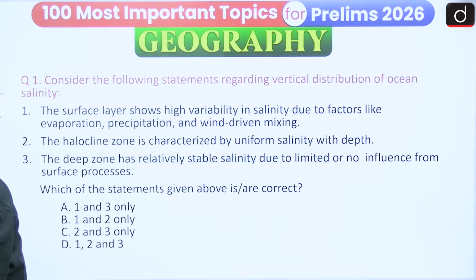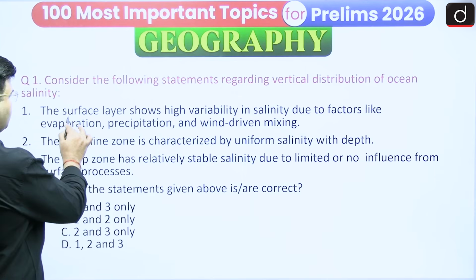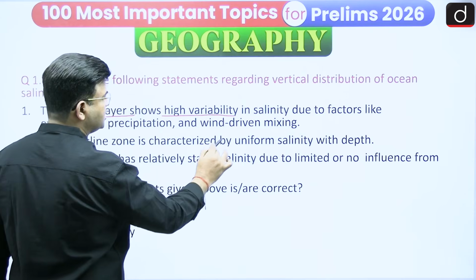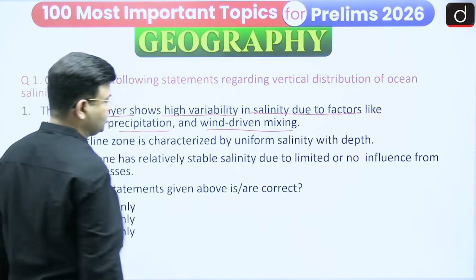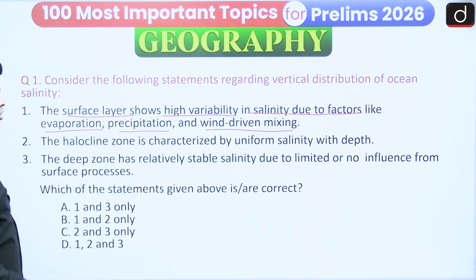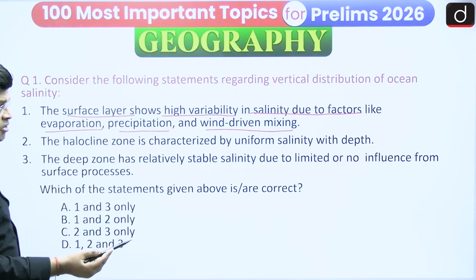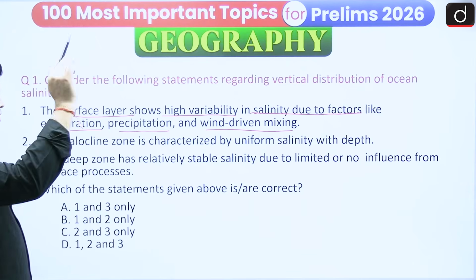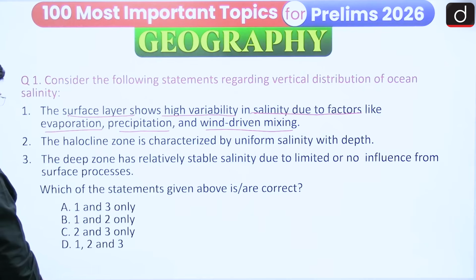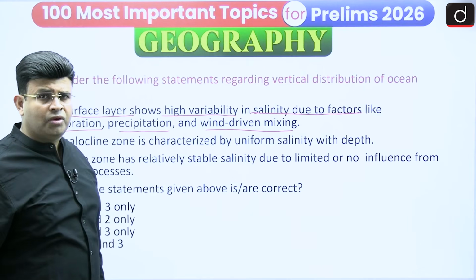Now consider the following statements regarding vertical distribution of ocean salinity. One: the surface layer shows high variability in salinity due to factors like evaporation, precipitation, and wind-driven mixing. Two: the halocline zone is characterized by uniform salinity with depth. Three: the deep zone has relatively stable salinity due to limited or no influence from surface processes. You have to check whether each statement is right or wrong and give your answer accordingly. I am waiting for your answers.